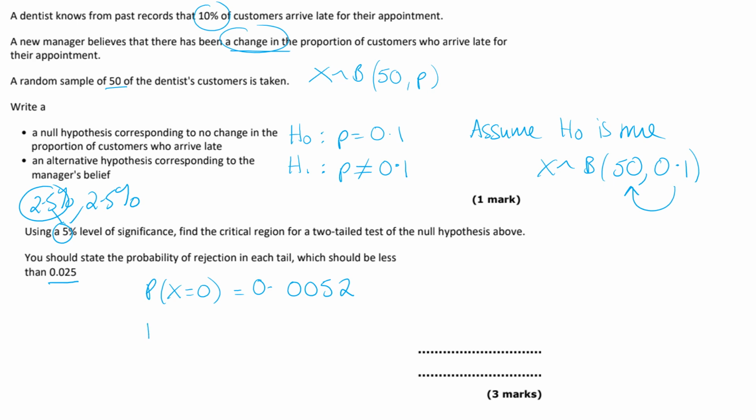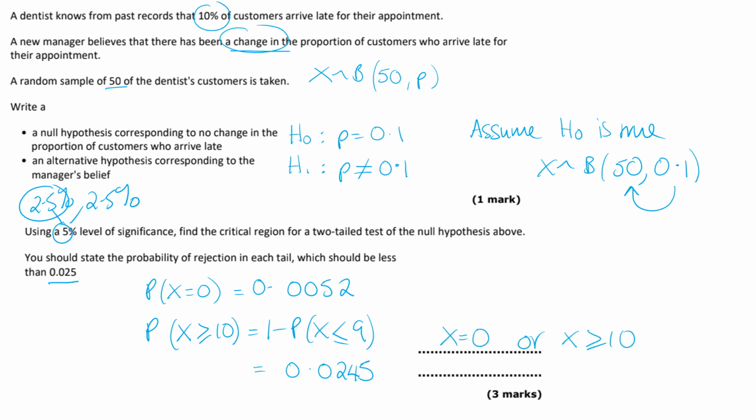And then in the upper region, if you do x bigger than or equal to 10, that would be 1 minus the probability that x is less than or equal to 9, and that comes out to be 0.0245. So these are the critical regions. If we have x equal to 0, or x bigger than or equal to 10, from 10 up to 50, if we have that many people late, then that would cause us to reject H0 because it's so far away from what we were expecting.